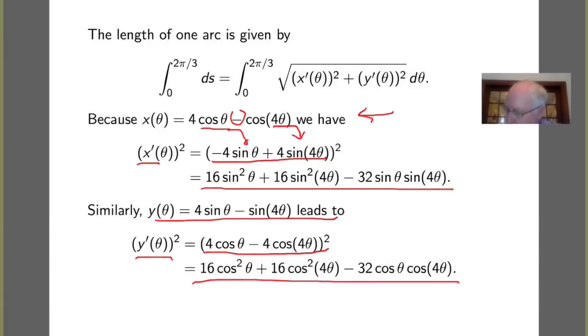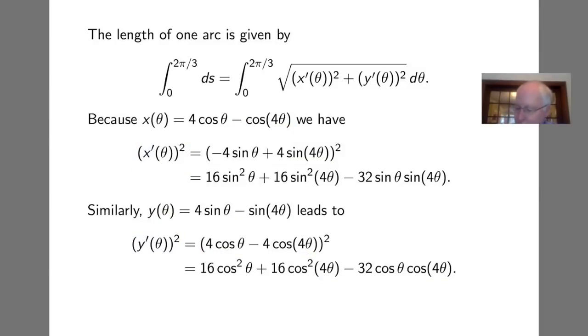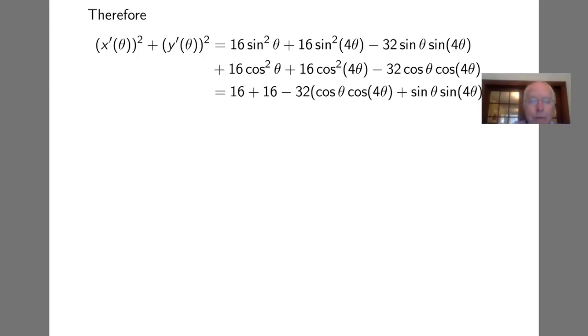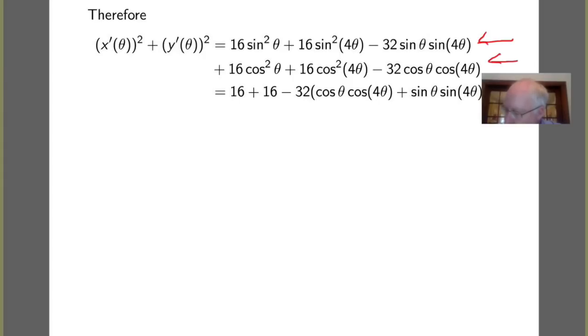Now, under the radical, we want to take this x prime squared and y prime squared and add them up. And for that, we move to the next screen. Here is that sum. So the x prime squared plus y prime squared looks like this. Here is the x prime squared on top. We've written the y prime squared underneath. And that's kind of convenient because using cosine squared plus sine squared equals 1, we see these leading terms in both lines sum to 16. And again, by the same trig identity, these middle terms also sum to 16.